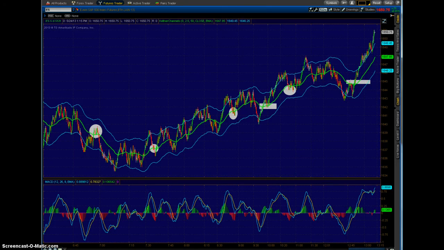Wanted to do a quick summary on this week's trading activity in the ES Mini. We had an excellent week. Lots of market activity, lots of volume.